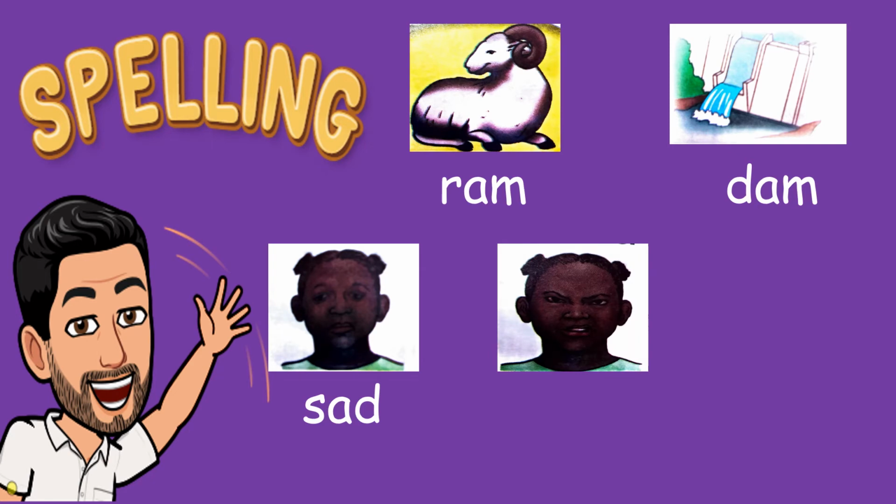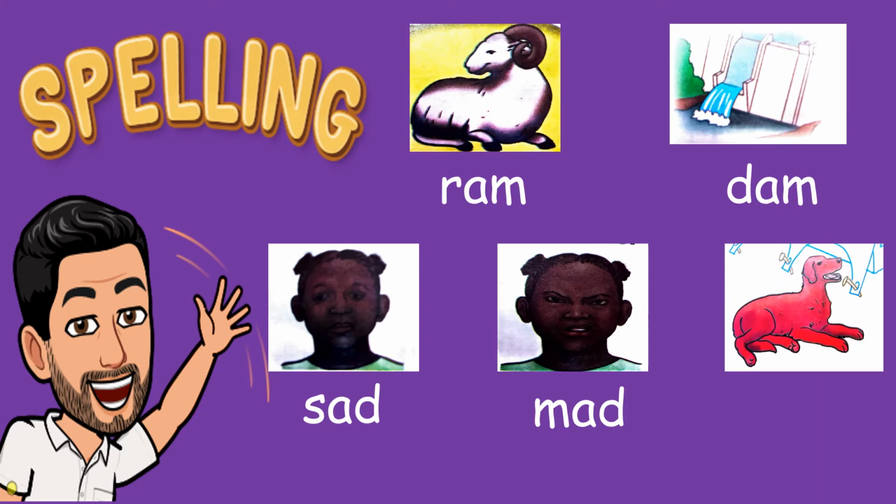And now, how does her face expression look? She looks mad, right, boys and girls? M-A-D. Mad. Do you remember the name of the dog? Yes, that is Red. Red, capital R-E-D. So boys and girls, these are your spelling words and I want you to practice them every day.